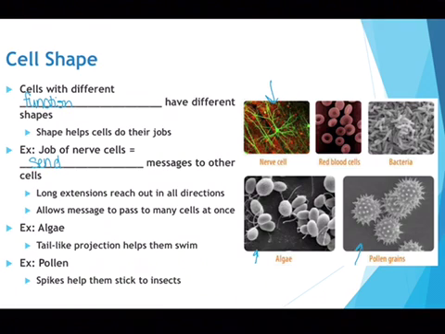And if you look at the pollen grains, they have spikes on them, which helps them stick to insects to allow them to be more easily and efficiently pollinated.